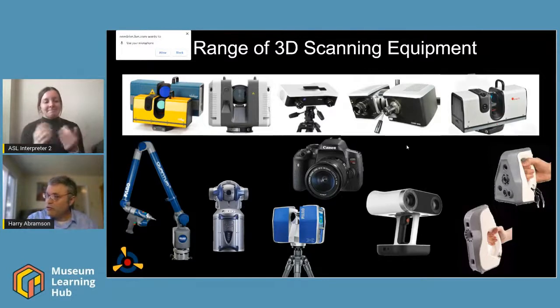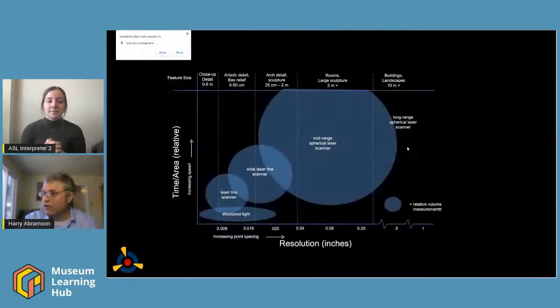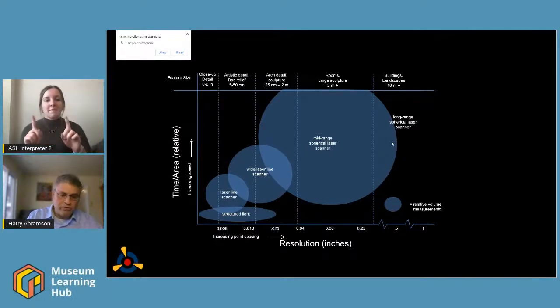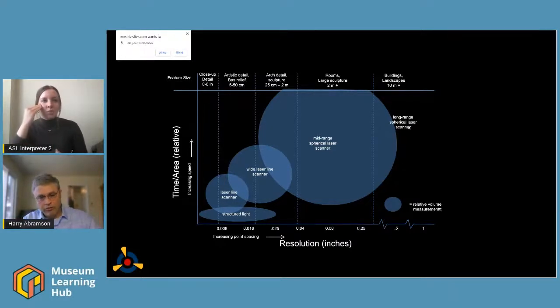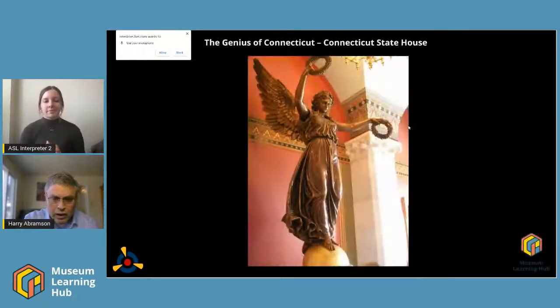The one thing I do want to say about the equipment is that this little graph kind of says there's different scales, and based on different scales, there's different resolutions and accuracies required, and you have to kind of know what you're trying to scan in order to get the right equipment aligned with the right results. That's a general thing you need to know, but we're not going to go into too much detail about that today. I'm going to start by telling a story.